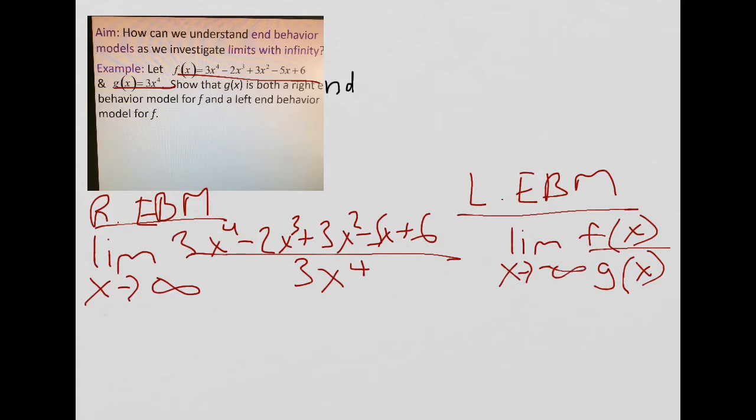So since it's both right and left end behavior, then you can actually combine this particular problem. But in other words, if there is a different function for the right end behavior model, like that one's g of x, from the left end behavior model, let's call that h of x, you have to do both limits. So I apologize if that is the case. But for right now, to get our feet wet, luckily it's just the same thing, okay? Okay, so here we go.